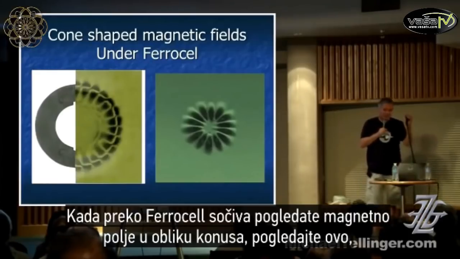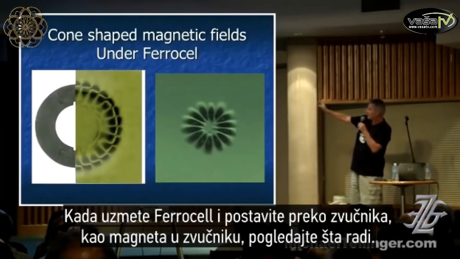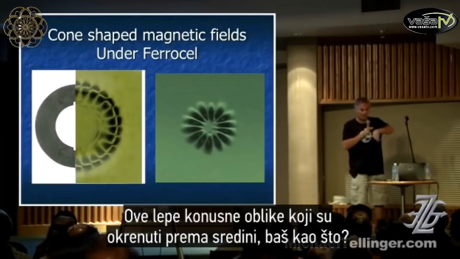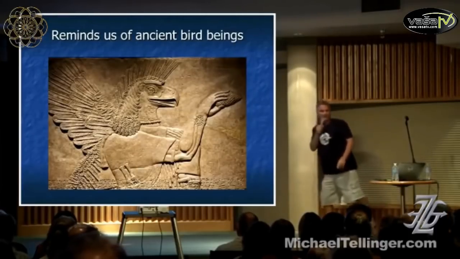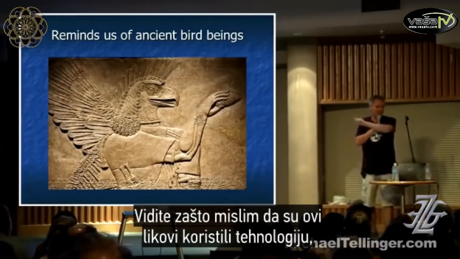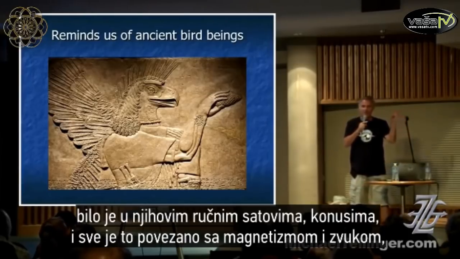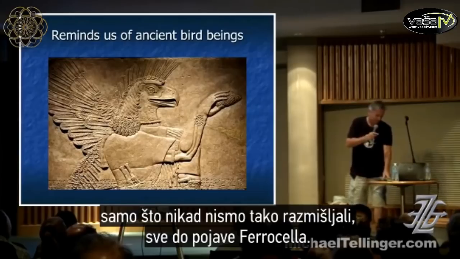When you look at the cone-shaped magnetic field under a ferrocell, look at this. When you take a ferrocell and put it over a speaker, like a speaker magnet, look what it does. These beautiful cone shapes that face the middle, just like this guy's wristwatch. Can you start seeing why I'm suggesting that these guys were using technology? It was in their wristwatches, they had the cones, all to do with magnetism and sound. We just never saw it like that until we got the ferrocell given to us.